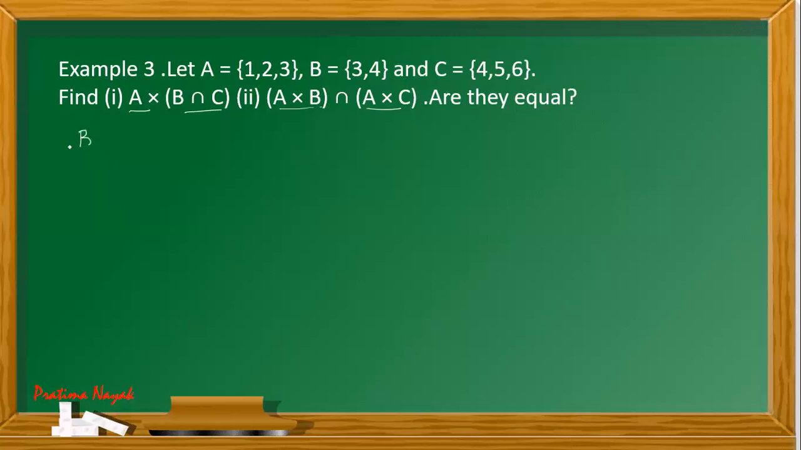For the first part, I'm writing B intersection C. What is B? B is {3, 4} and C is {4, 5, 6}. Then what is in the intersection? It will be only 4.